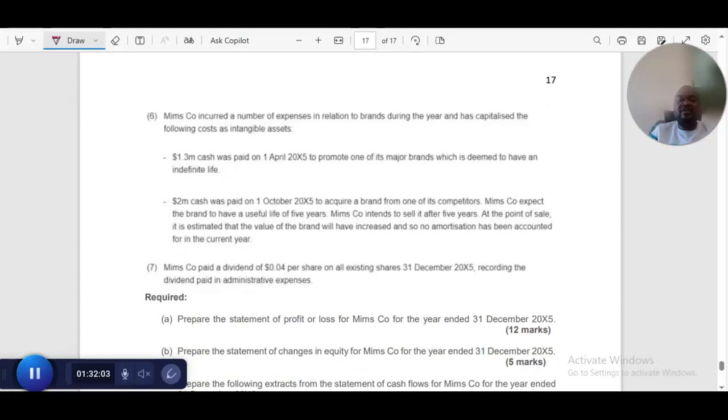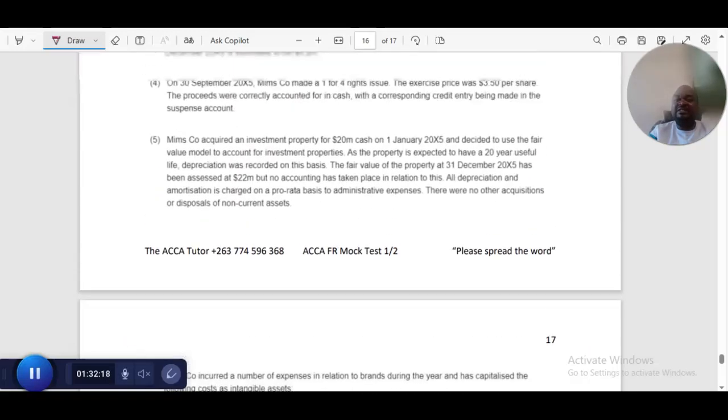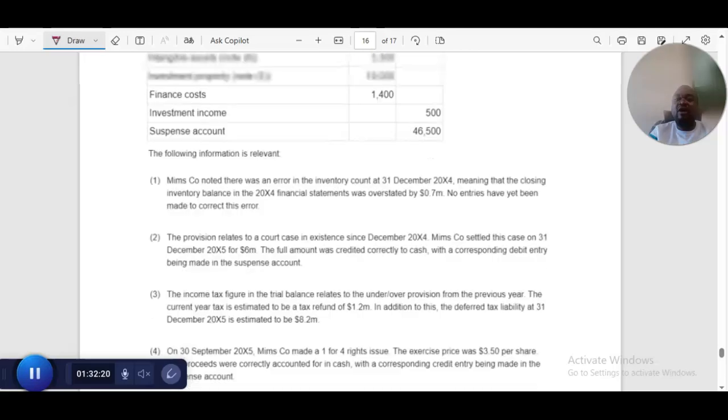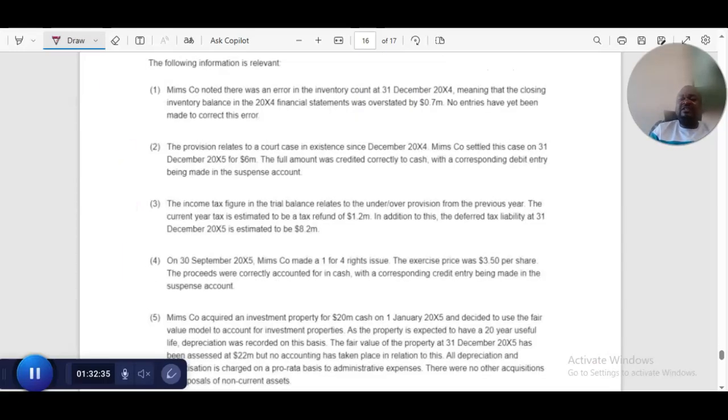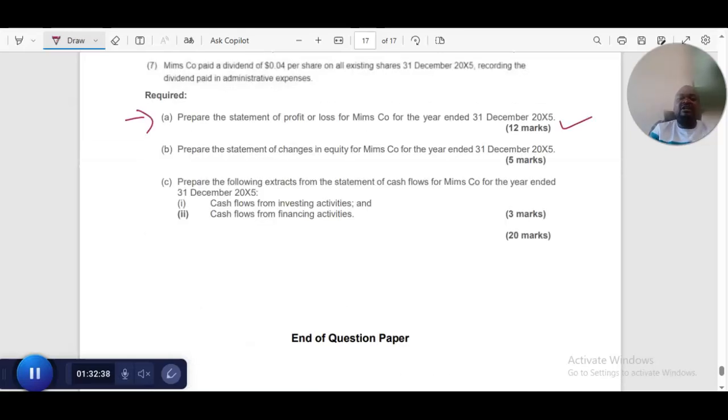So the first requirement is saying prepare a statement of profit or loss for Mims, and this is 12 marks. For you to prepare the statement of profit or loss when you are given a trial balance, you need to be organized and understand the double entry. First of all, you also need to have an idea of the statement of profit or loss. One thing I liked about this question is that after the statement of profit or loss requirement, you are also going to prepare a statement of changes in equity.